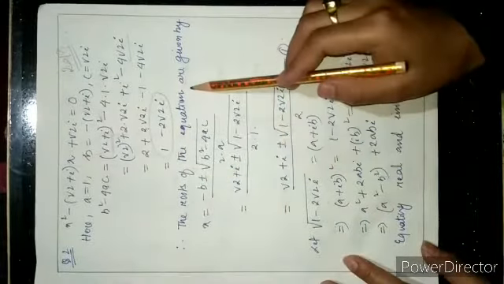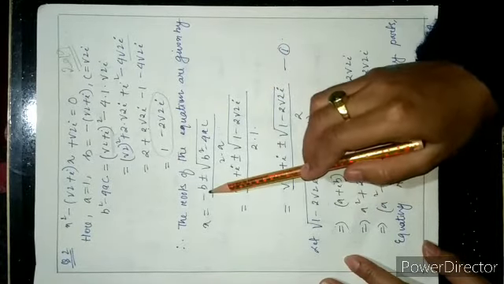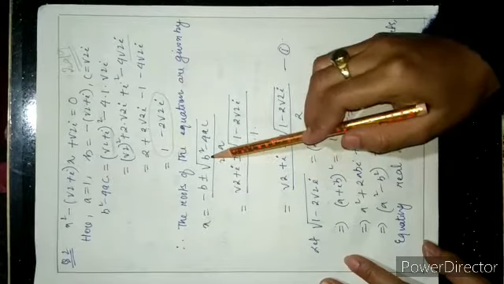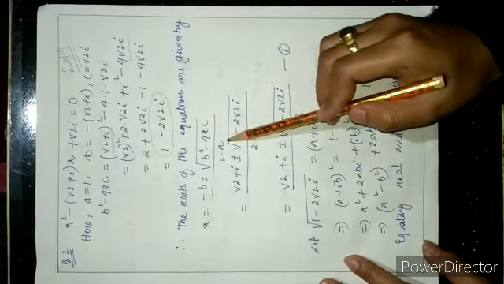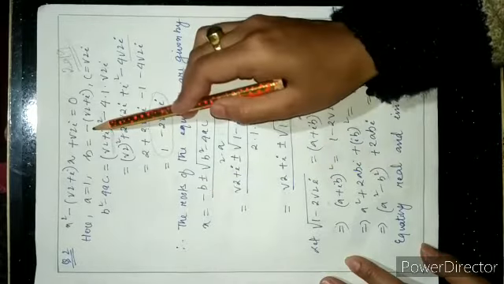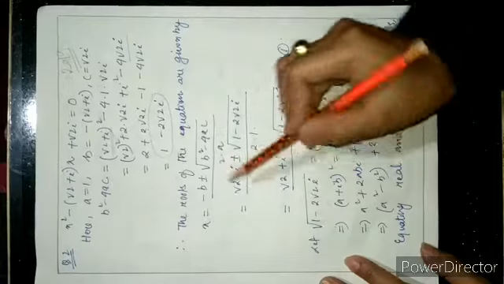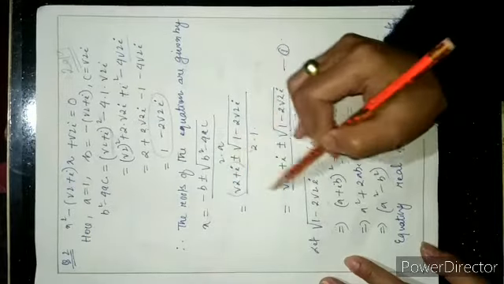Then we can find the roots of the quadratic equation by using the formula x is equal to minus b plus minus root over b square minus 4ac divided by 2 times of a. Here value of b is equal to minus root 2 plus I. Minus minus plus. It will be equal to root 2 plus I.